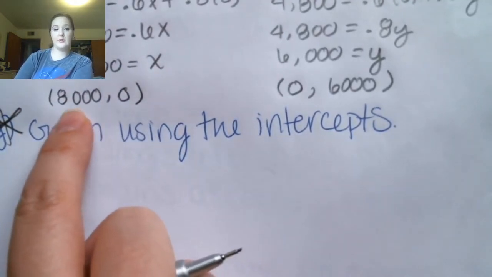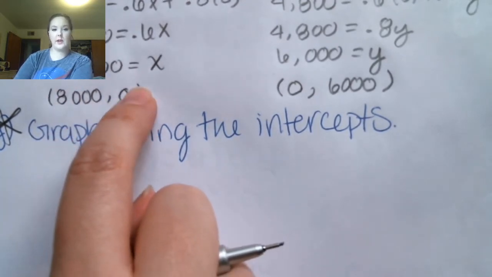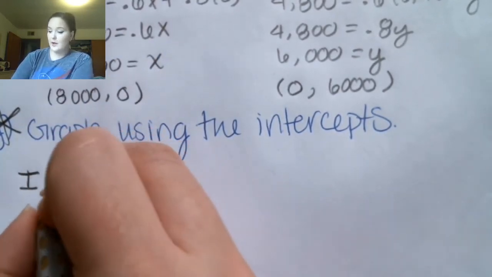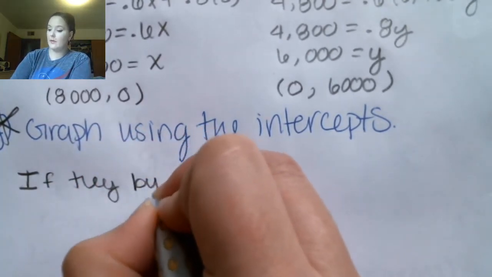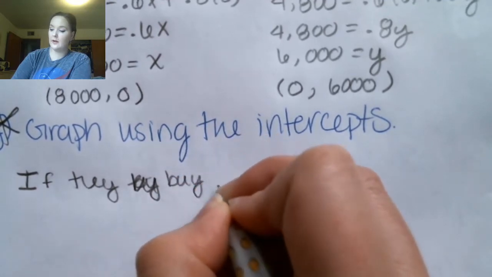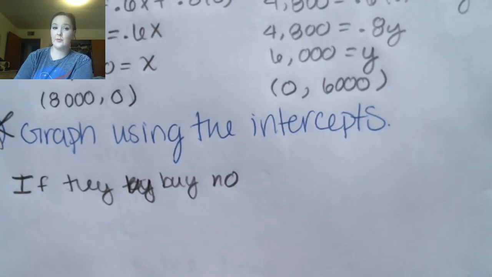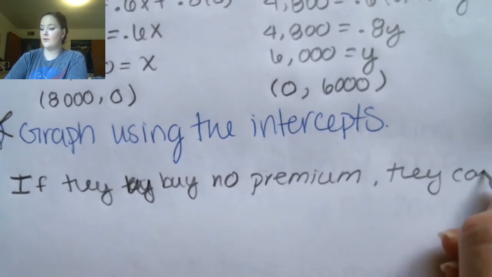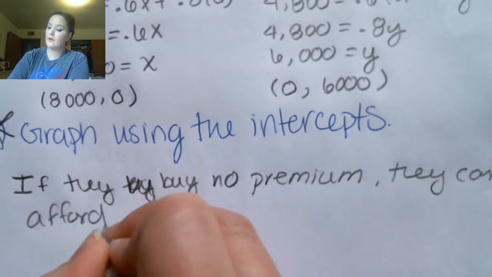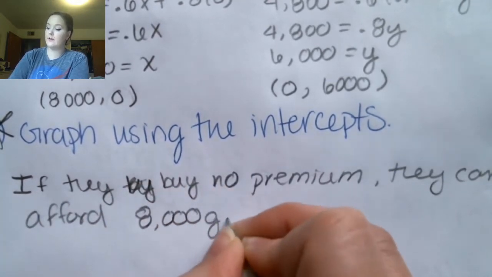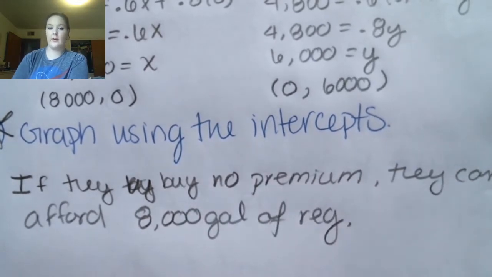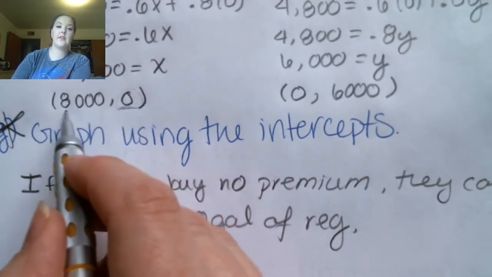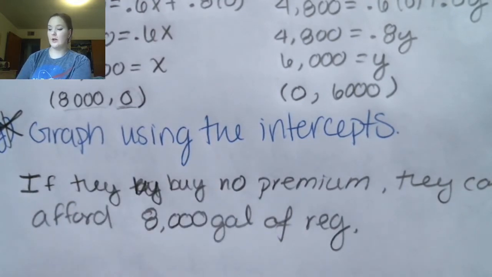So you're going to explain both parts, right? What does x equals 8,000 mean? And then what does y equals 0 mean? The x equaling 8,000, remember x is the amount of regular gas bought. So if they buy no, 0 gallons of premium, they can afford 8,000 gallons of regular. The 0 means how many gallons of premium there are, so there's no gallons of premium, then they're allowed 8,000 gallons of regular.